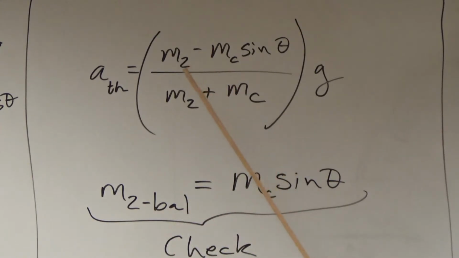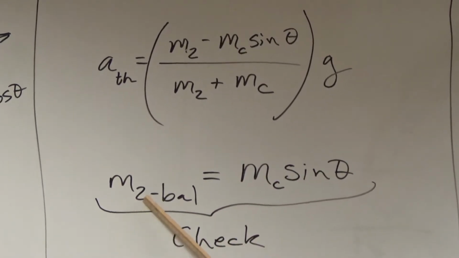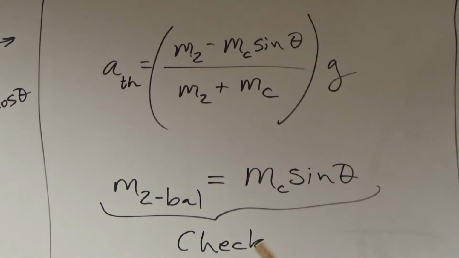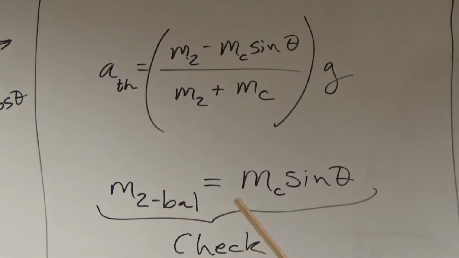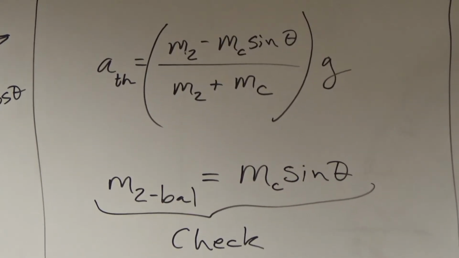What I did for balance was I played around with m2 until I got something that was very, very close, or should have been very close, to mc sine theta. So I want this numerator to equal 0. And that's something that you'll check in your calculations. When I send you the mass of the cart and the balancing mass, you will check that. So m2 balance should be pretty darn close to mc sine theta.